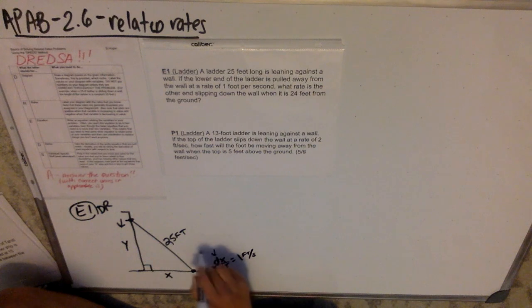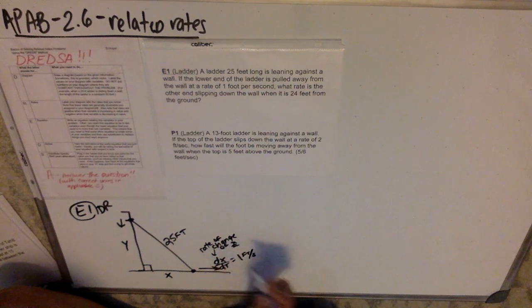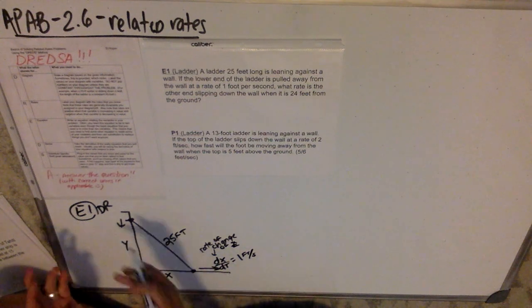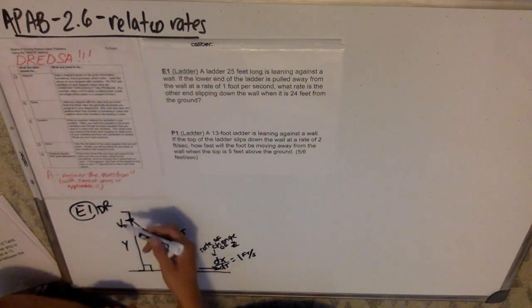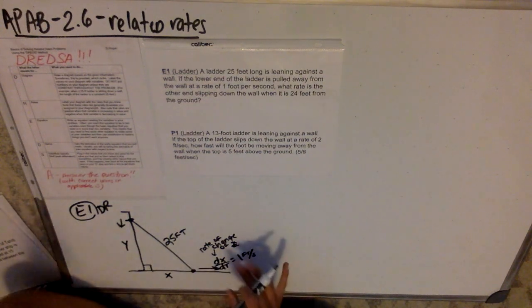This is the rate of change of the thing I called x. As this problem moves, x will physically get longer, because as the problem's happening, x is going to get longer and y is going to get shorter. Okay, so I've now got my diagram and my rates.